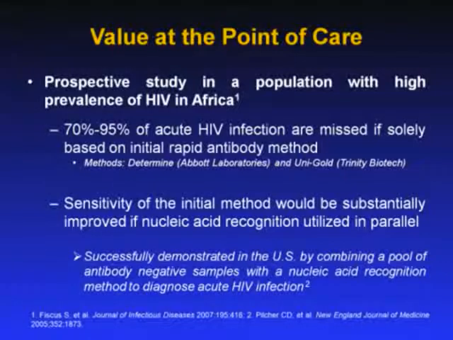The research team claimed that the sensitivity of the initial rapid antibody method would be substantially increased if a nucleic acid recognition device were used in parallel. Pilcher and colleagues successfully demonstrated this technique in the United States by combining a pool of antibody-negative samples with a nucleic acid recognition method to aid in the diagnosis of acute HIV infection.